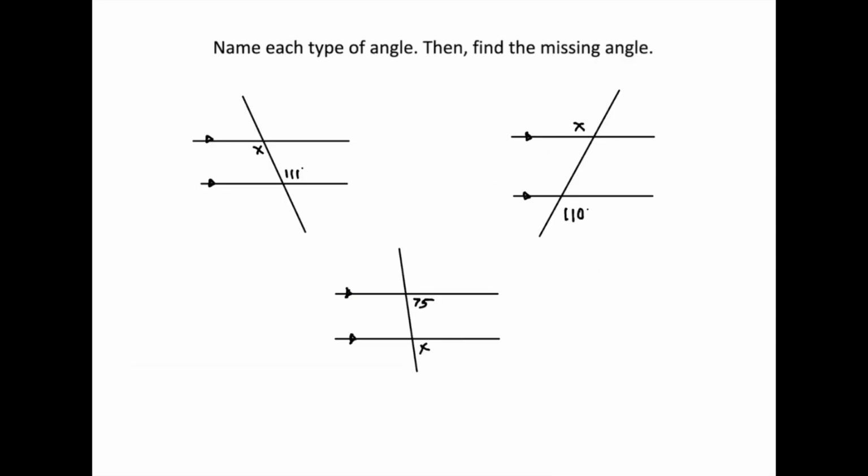Pause the video and see if you can name each type of angle and then find the missing angle. Now let's see how you did. On this first one, the two angles are on opposite sides of the transversal, but they are inside the parallel lines. So we have alternate interior angles. Alternate interior angles are congruent, so we know the missing angle is 111 degrees.